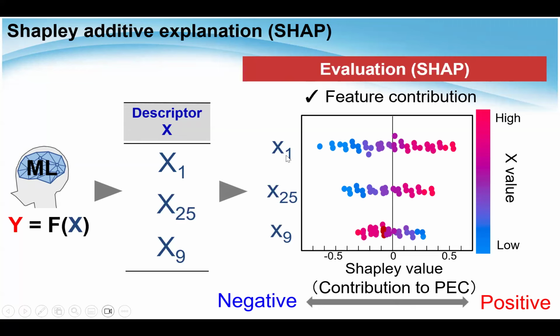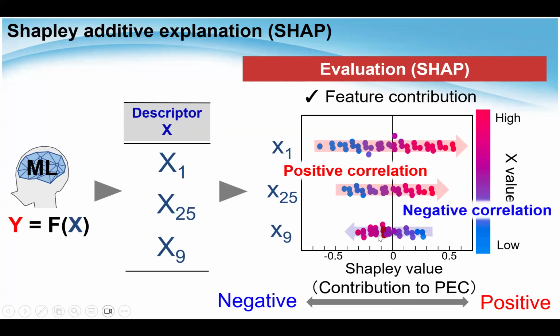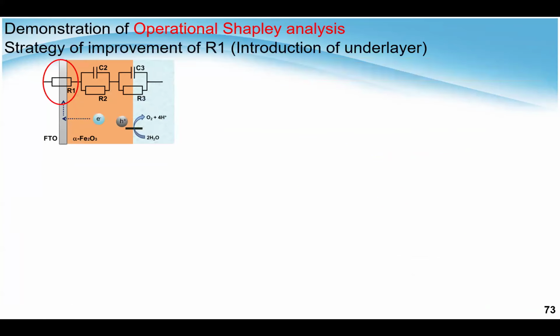So, for example, in one of the analytical data, red is a large value and blue is a small value. In this case, as X1 increases, the performance is good, meaning that X1 and the target have a positive correlation. On the other hand, X9 goes from red to blue, so it has a negative correlation, right?